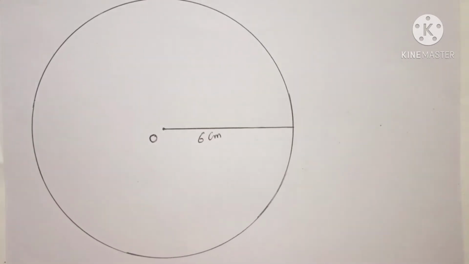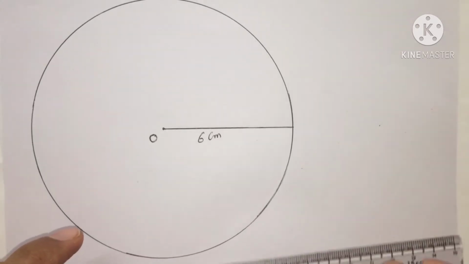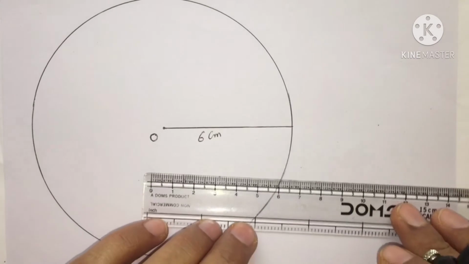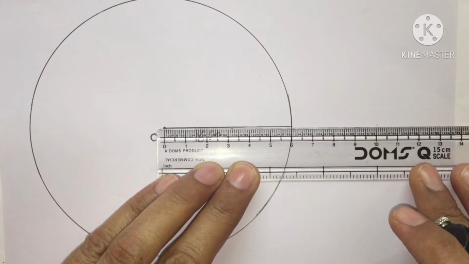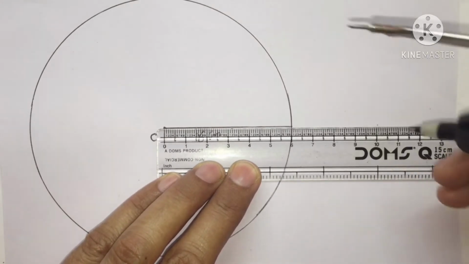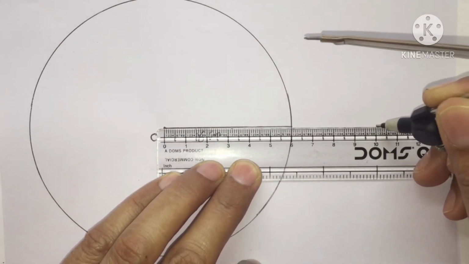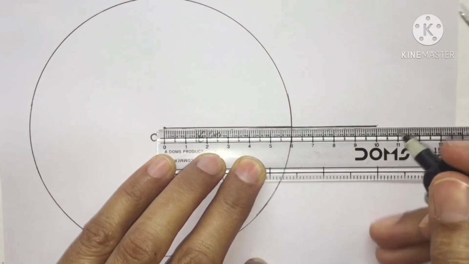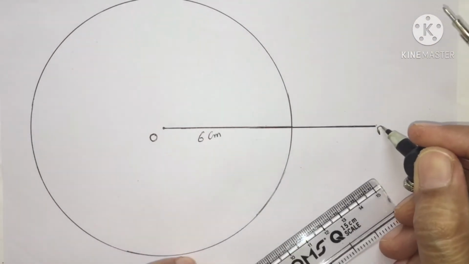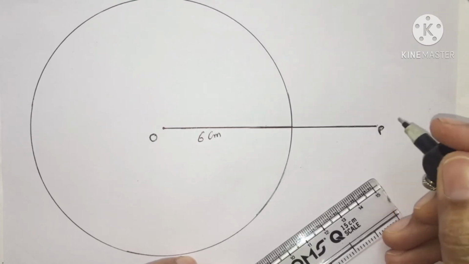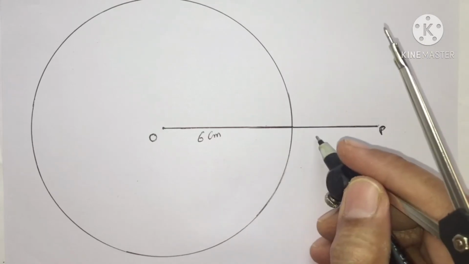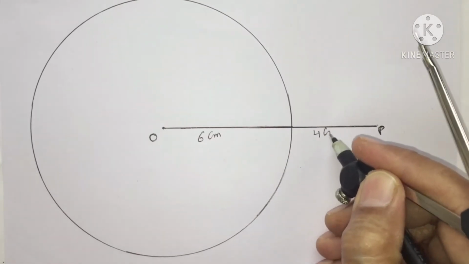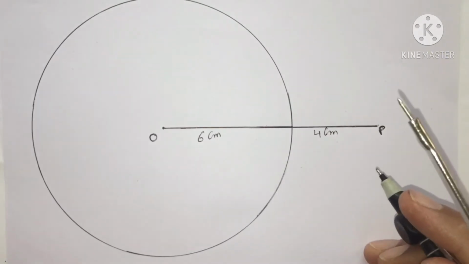Now in the question, it's given that from the center we have to take another point that is 10 centimeter away from the center. So 6 centimeter is the radius. We have to take 10 centimeter, means 6 plus 4 is 10. So from center we will take a point, we can say this is point P outside the circle, and this is 10 centimeter away from the center. So 6 is the radius, this is 4 centimeter, 6 plus 4 is 10 centimeter.